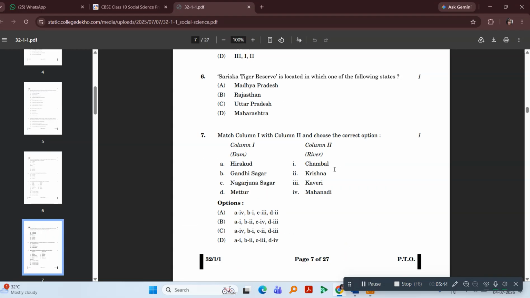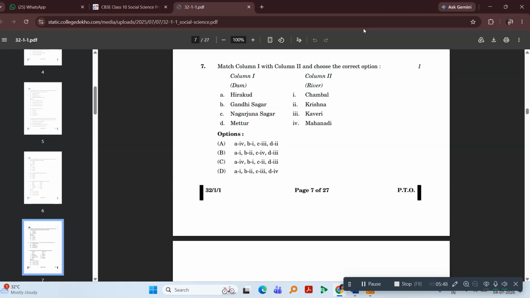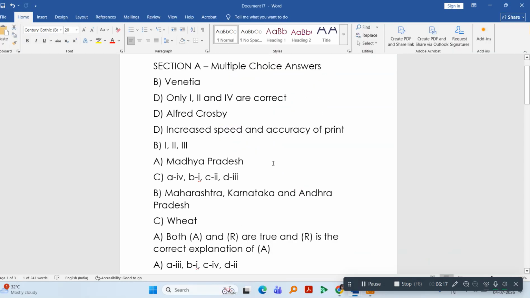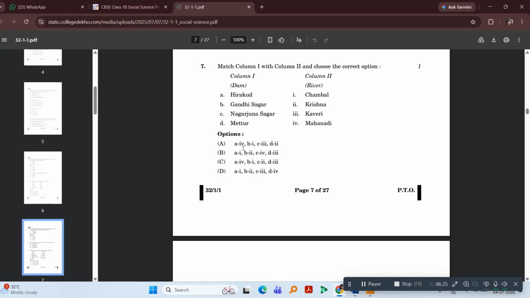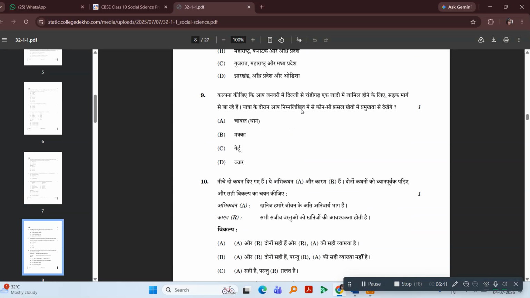Okay. Now next one, match column 1 with column 2 and choose the correct option. Column 1: Hirakud, Gandhi Sagar, Nagarjun Sagar, Mettur. And in front of these dams the options of rivers are Chambal, Krishna, Kaveri, Mahanadi. Which is the correct option? It is A. A is the correct option. Hirakud will be fourth, Mahanadi. Gandhi Sagar will be Chambal. Nagarjun Sagar will be Kaveri. Mettur will be 2, Krishna.